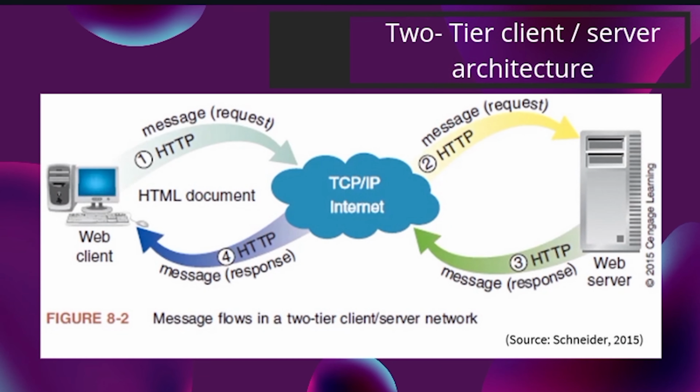Okay, so now let's come to the two-tier client and server architecture. The two-tier architecture primarily has two parts, a client tier and a server tier. The client tier sends a request to the server tier and the server tier responds with the desired information. An example of a two-tier client-server structure is a web server.